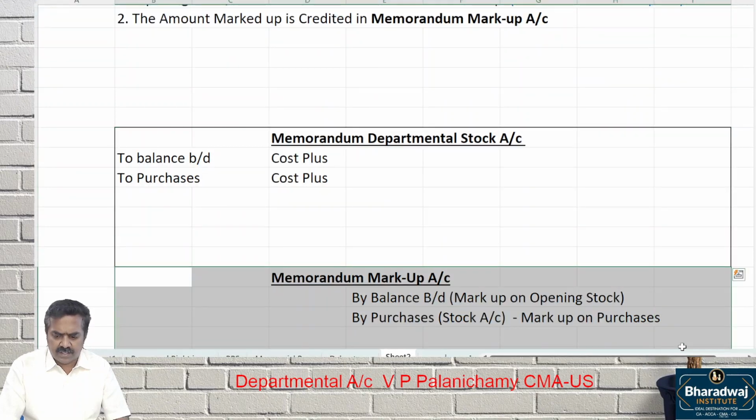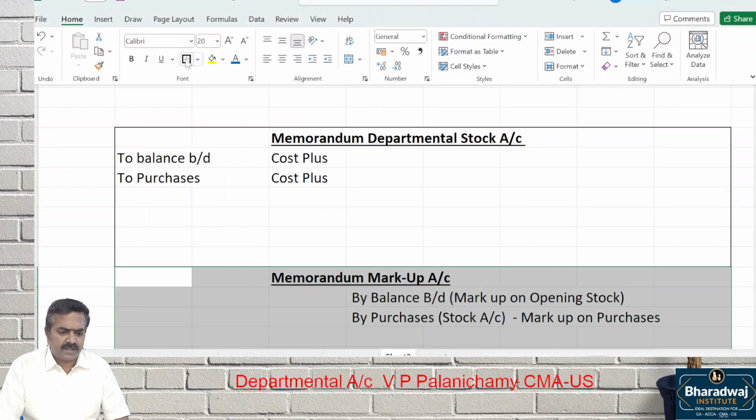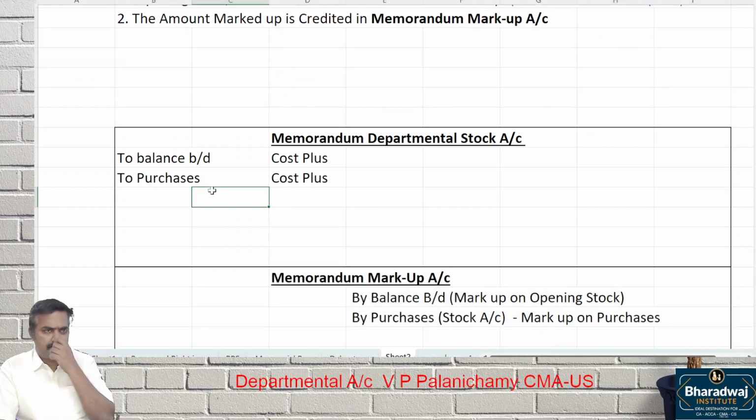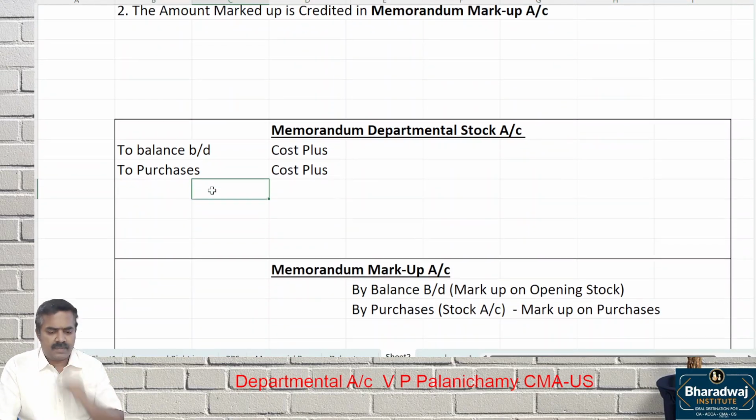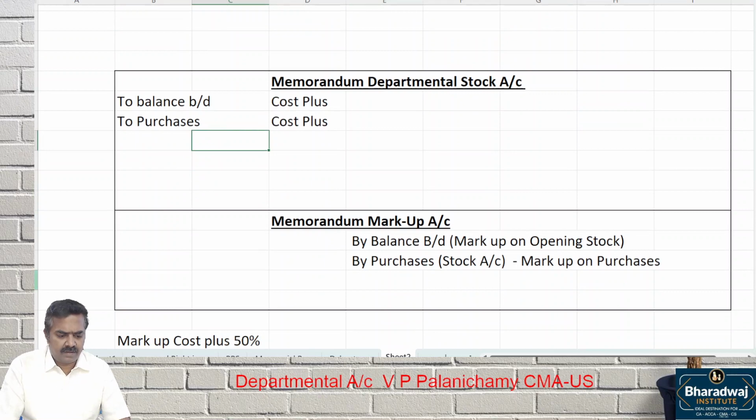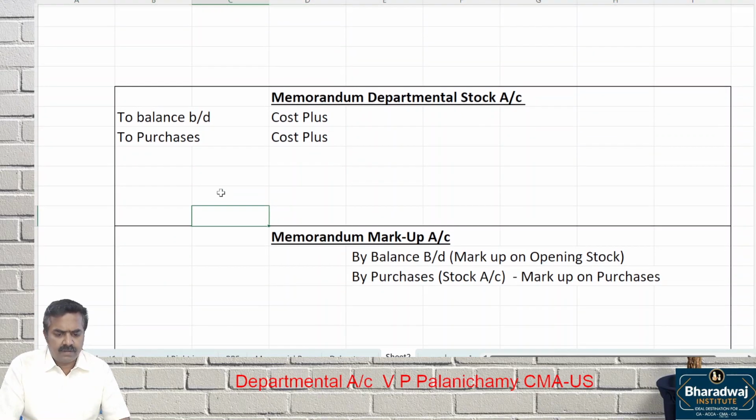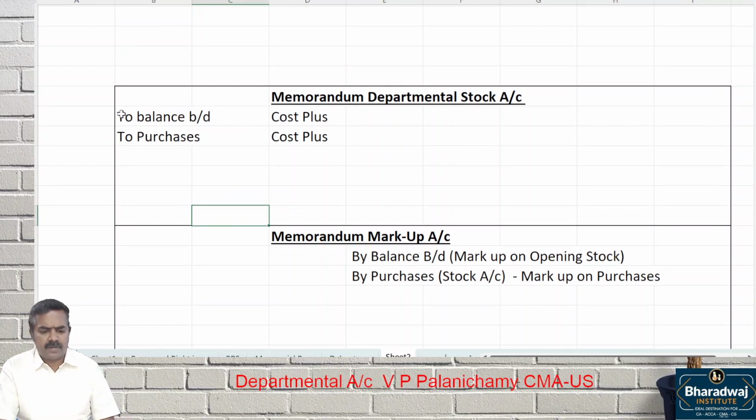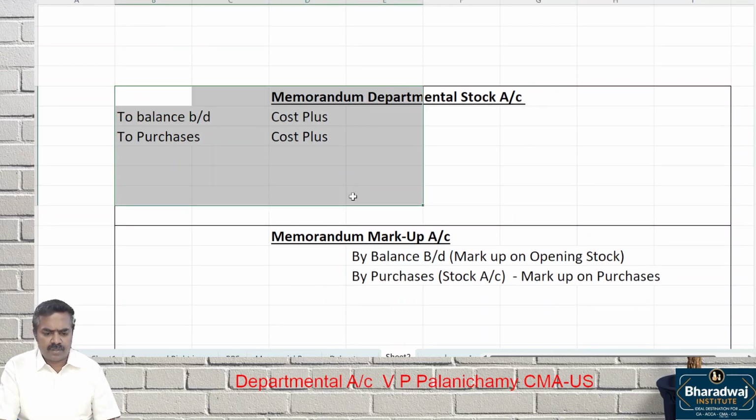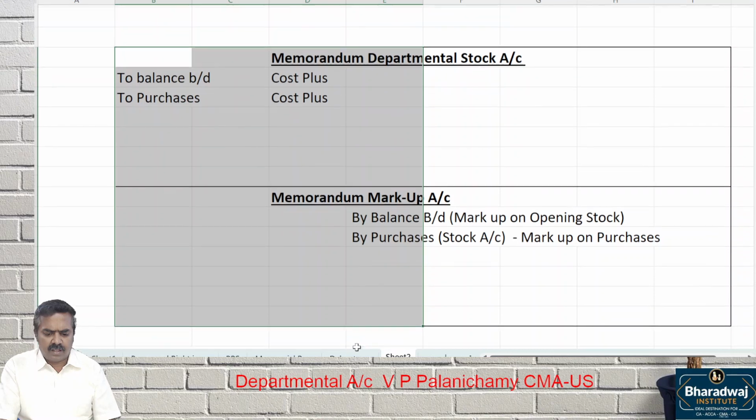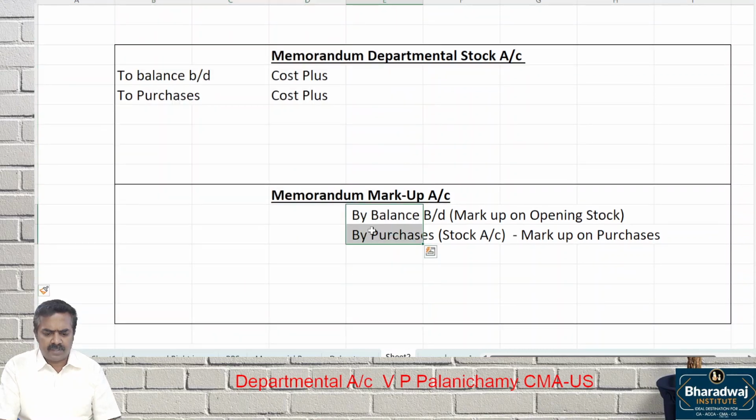We'll go with suggested answers. Okay, so the memorandum departmental stock account leads to the balance brought down at cost plus markup, which we record. In the markup account, whatever is marked up is recorded here.